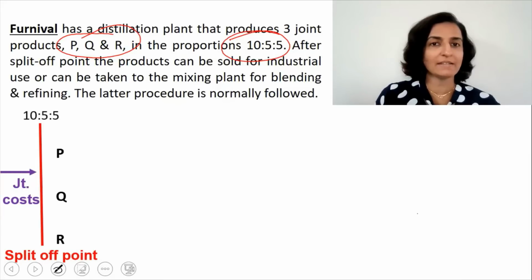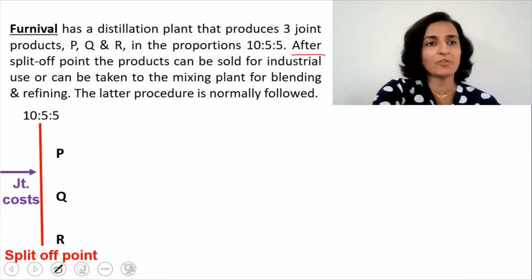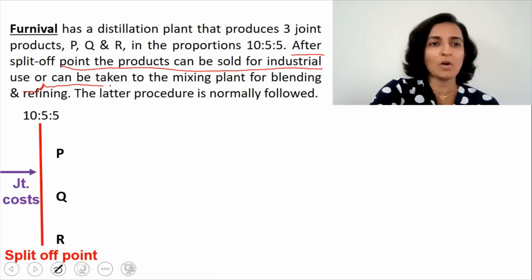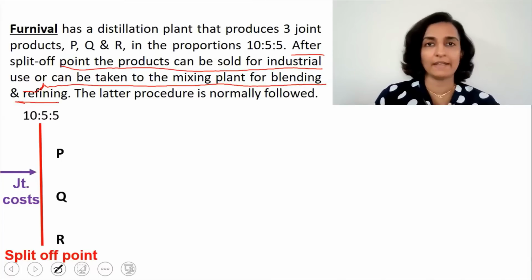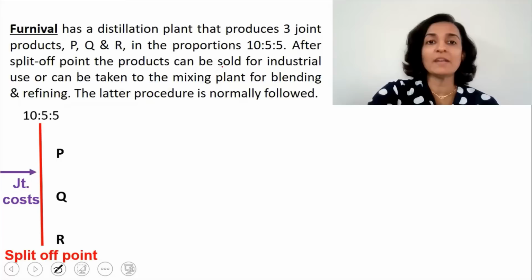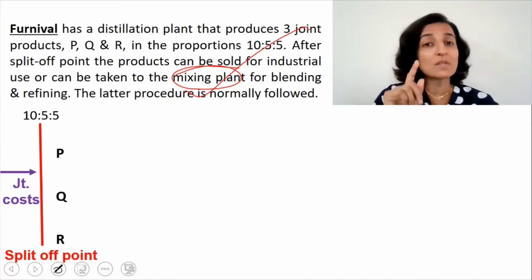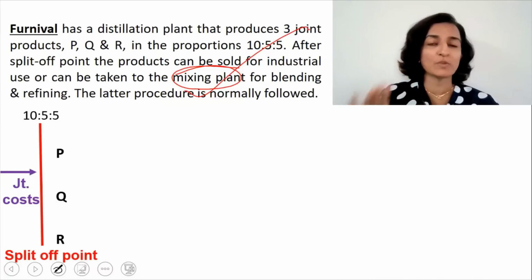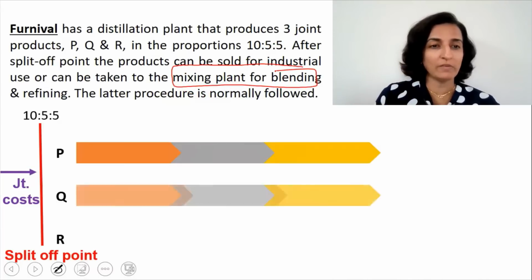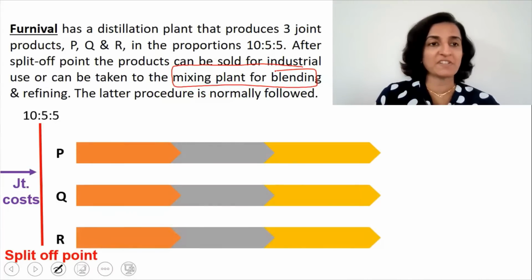So we include that. Moving forward, after split off point, the products can be sold for industrial use or can be taken to the mixing plant for blending and refining, which means that we have got two options. One is we can sell it at split off point, that is sold for industrial use, or it can be taken to a mixing plant for blending and refining. So it is a mixing plant where the further processing takes place. So we will draw the arrow for the further processing.